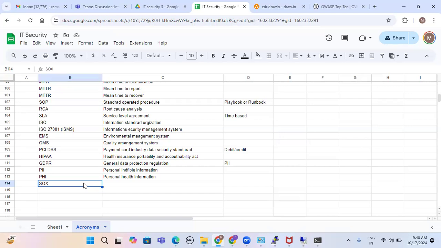For example, at the end of the month, we get the salary credited. That is a financial transaction. So if any company is doing financial transactions, those companies have to complete SOX compliances or get a SOX certificate. The full form is Sarbanes-Oxley Act.